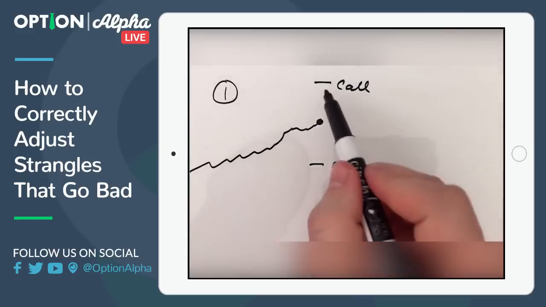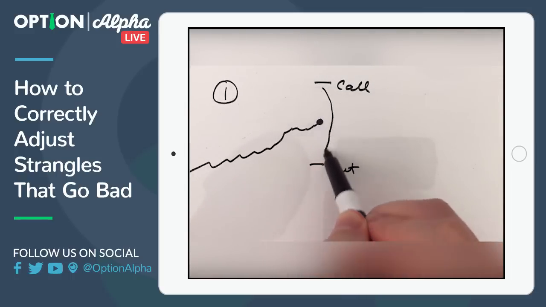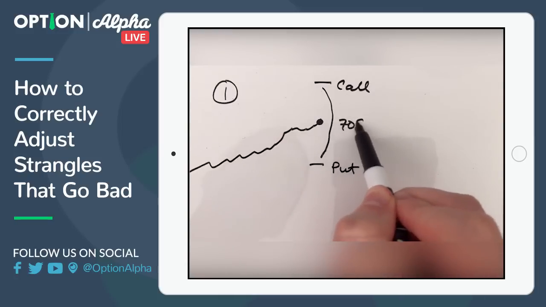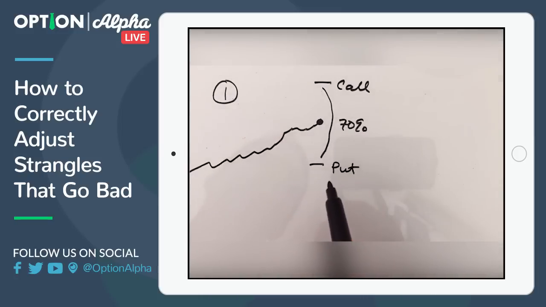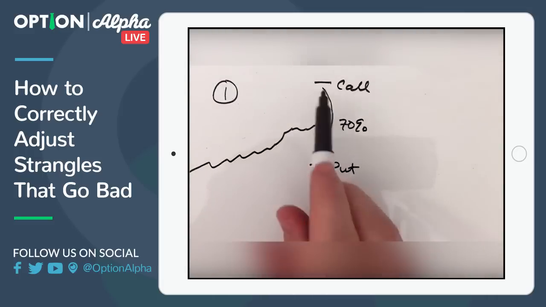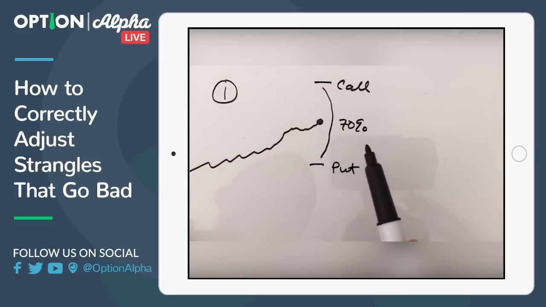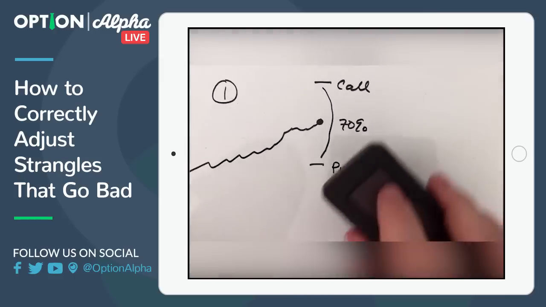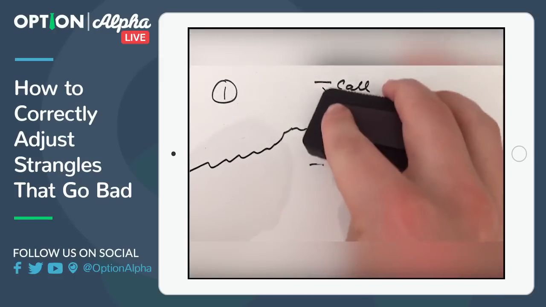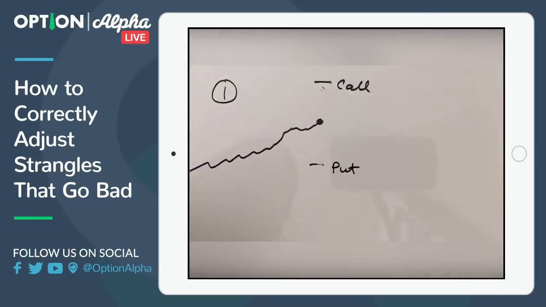So the whole idea with a strangle is that you're forcing the stock to make a move inside of this range, usually about a 70% chance of success that it moves somewhere in between this range. And so when you sell the call and you sell the put, you're hoping that the stock lands somewhere in this range. Well, obviously something's going to happen where the stock doesn't do that and moves against your position.